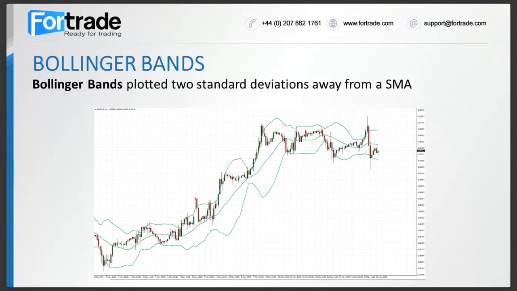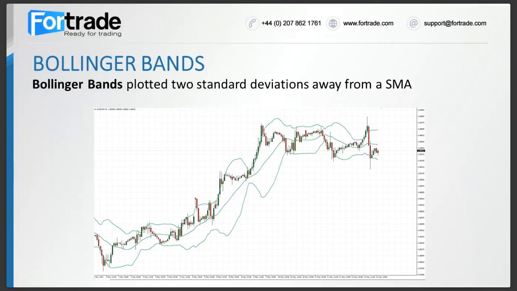And Bollinger Bands. Bollinger Bands are a highly popular technical analysis indicator. A Bollinger Band is plotted two standard deviations away from a simple moving average. And here we have a simple moving average with standard deviation. So it is made of a simple moving average, which is a middle line, and then two standard deviations plotted away from it.